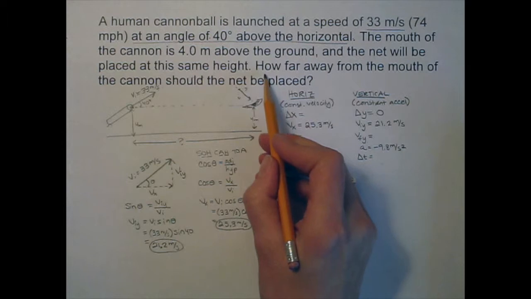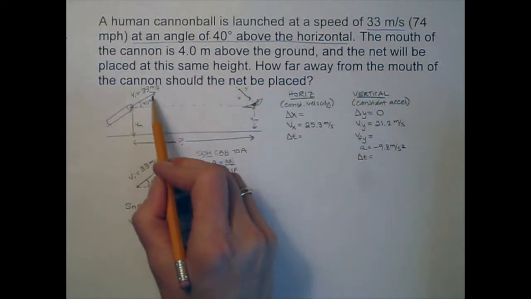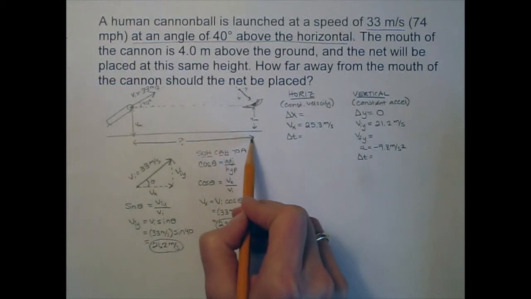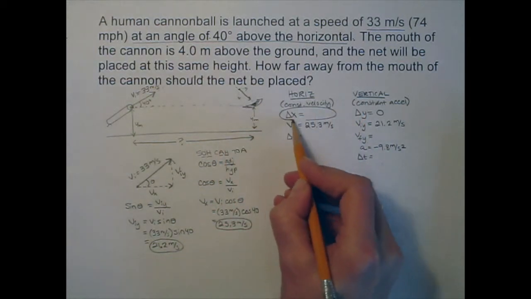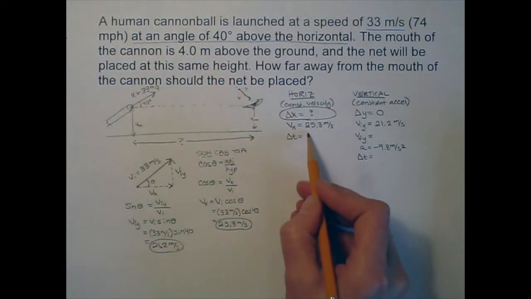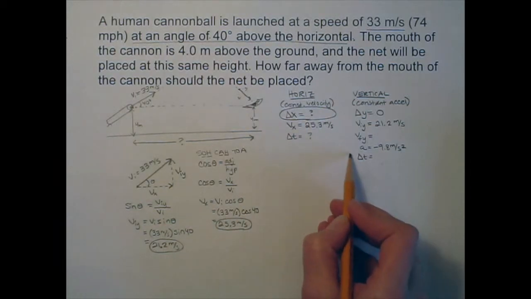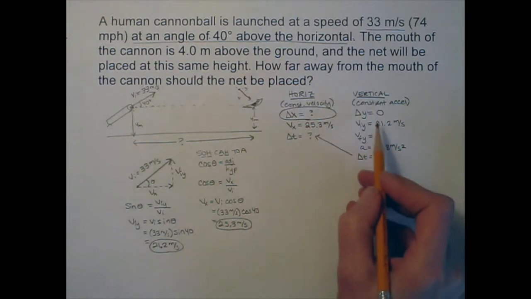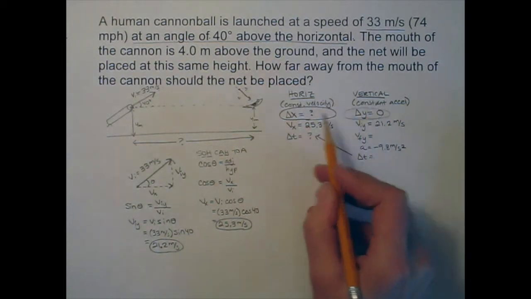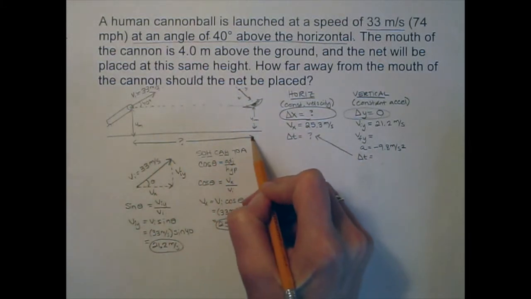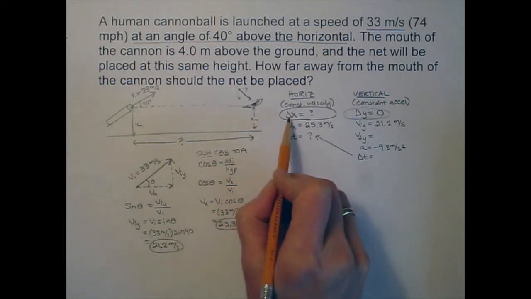Okay, now what are we looking for? How far away from the mouth of the cannon should the net be placed? That is a horizontal distance. That is going to be this. So this is what I'm looking for. But I can't find that because I don't know the time. But if I could find the time that it gets to this vertical displacement of 0, that's the same time that it gets to this horizontal displacement, and then I could find that.